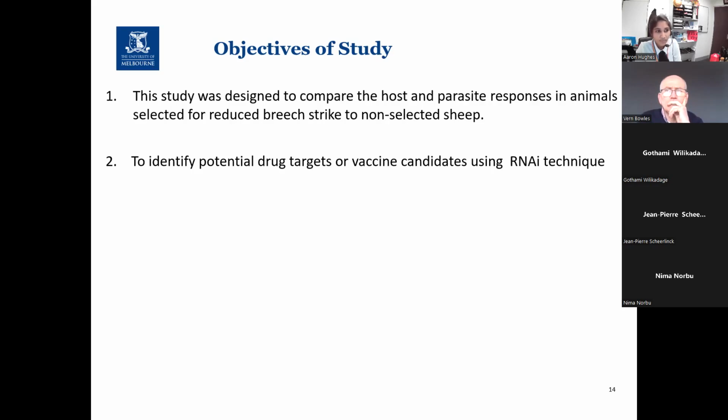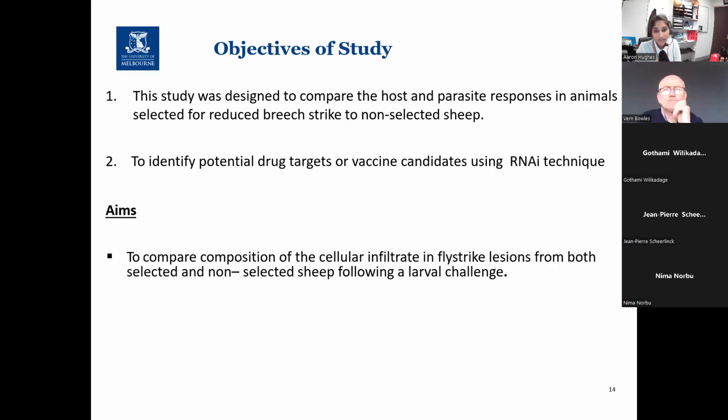Using those molecules we identified in the early Flystrike lesion. So here I have listed the aims that I'm going to use to test these objectives. The first aim was to compare the composition of the cellular infiltrate in Flystrike lesion from both selected and non-selected sheep once they are challenged with the blowfly larvae.